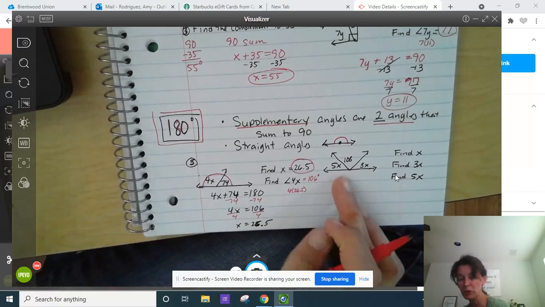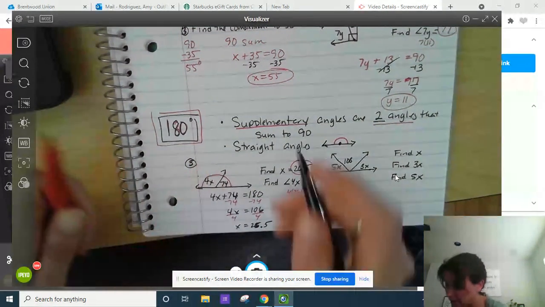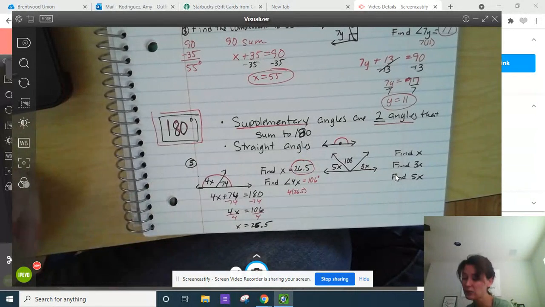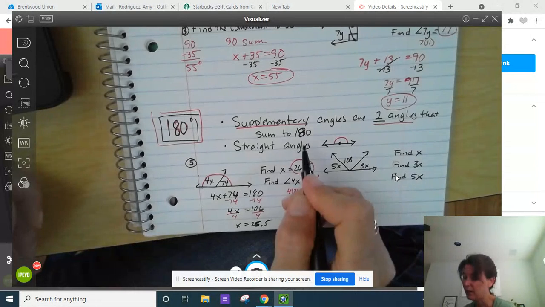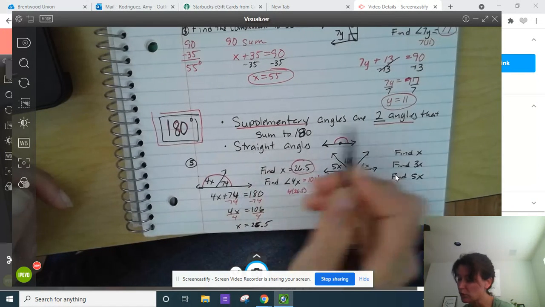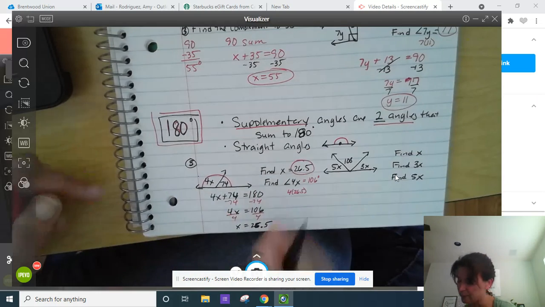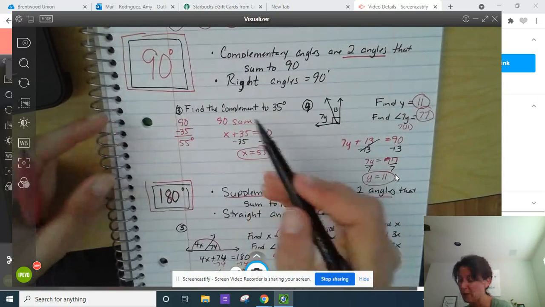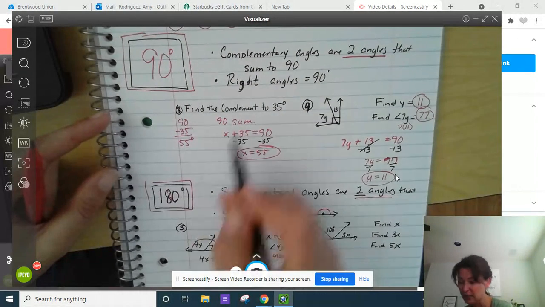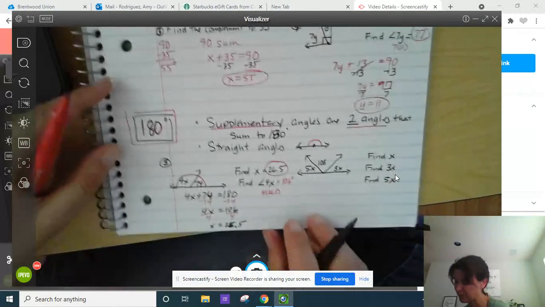This one right here is no longer supplementary. Remember, supplementary is 2 angles that add up to, oh my gosh, my notes are wrong, 180. Okay, 180. Oh my gosh. Make sure you've gone back and fixed your notes. Supplementary are 2 angles that sum to 180 degrees. You can memorize that because it's alphabetical order. C is the 90, S is the 180. 1P is 90, 2P's is 180.